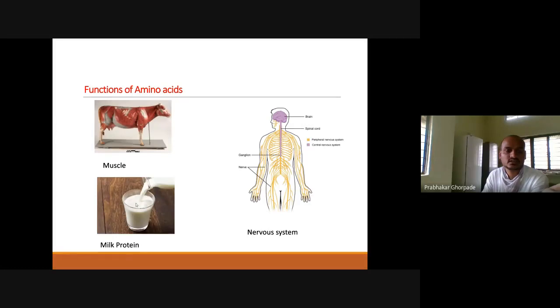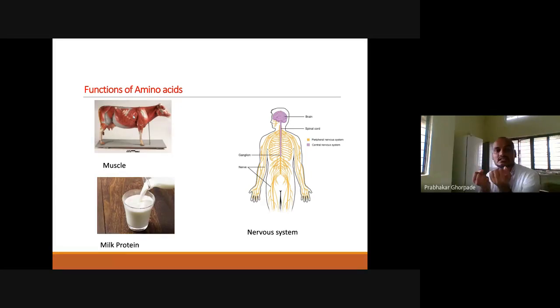Milk protein is there. Our brain and nervous system are there. In the nervous system also, many molecules are made up of these amino acids, right? Epinephrine, norepinephrine, dopamine, serotonin. These molecules are made up of amino acids, right?